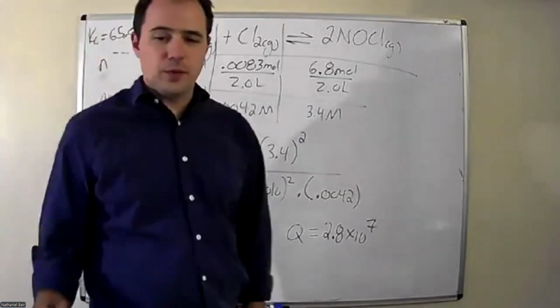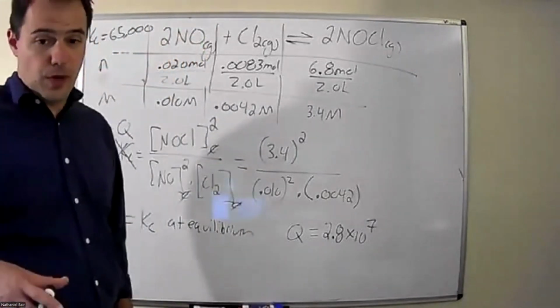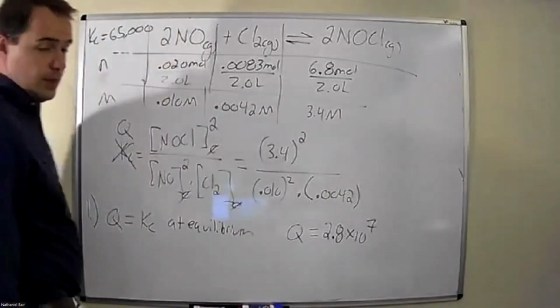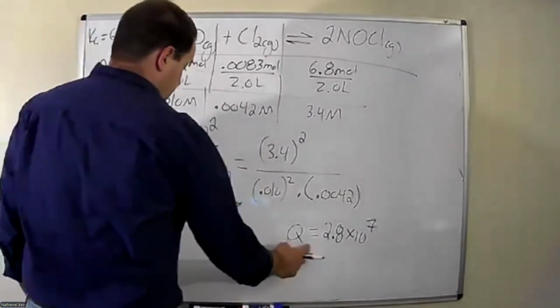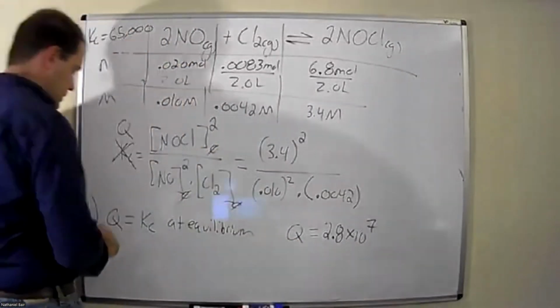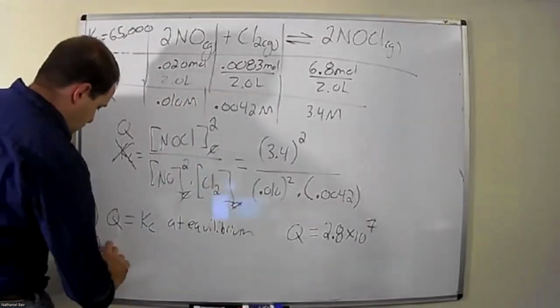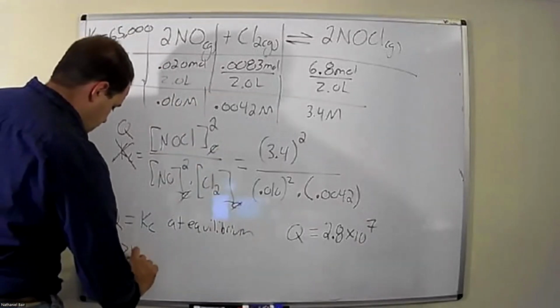One of these other 2 things is going to be what happens to you when you're doing these problems. Let's talk about the scenario that just arose. We have a number that is bigger than the equilibrium constant. So we have Q is greater than Kc.